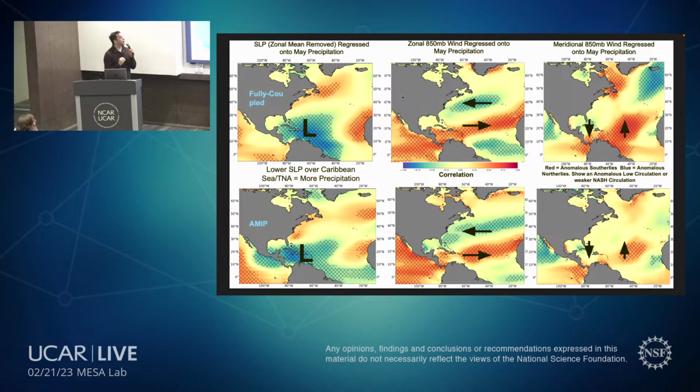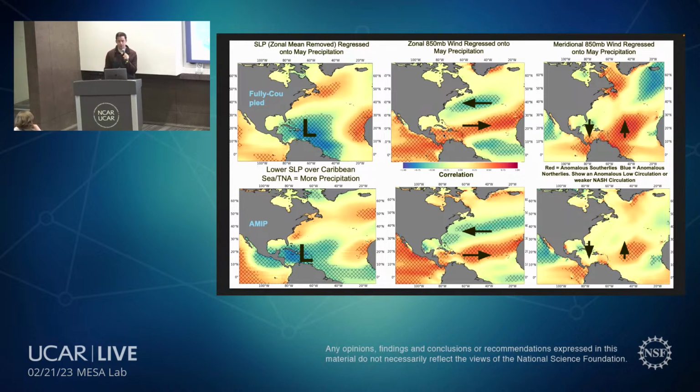What we do see are these intriguing inter-model differences in the mean state, where we have, for example, in the fully coupled runs, a large low circulation over the Caribbean basin, accompanied by a circulation pattern that would imply a weakening of the North Atlantic subtropical high, as you would have anomalous westerlies where the easterlies are and anomalous southerlies, which would weaken the easterlies or shift the easterlies to a southeasterly component, thus producing more moisture being fluxed into the Caribbean basin and thus precipitation.